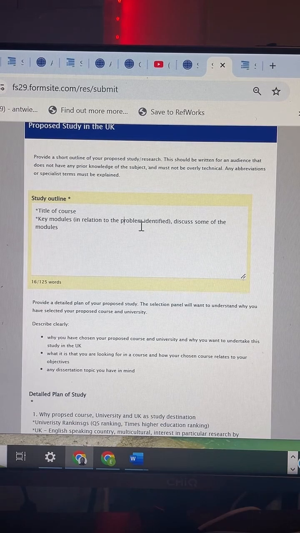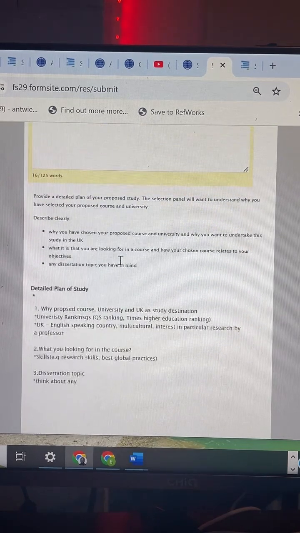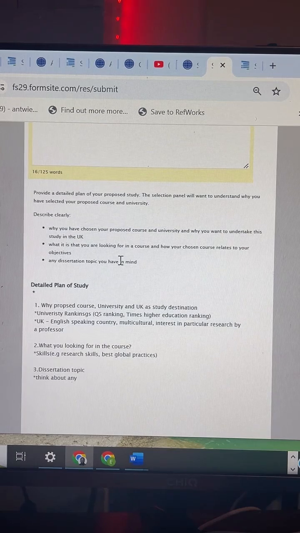These are the key modules in this course that I'm going to be doing, and what skills or what knowledge will you gain from these specific key modules, and how would that contribute to the problems that you've identified within your community. So list at least 2 or 3 of these modules and then discuss how they're going to help you to gain the skills that you need.